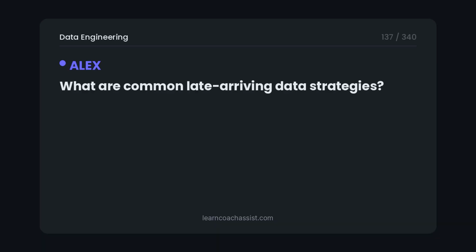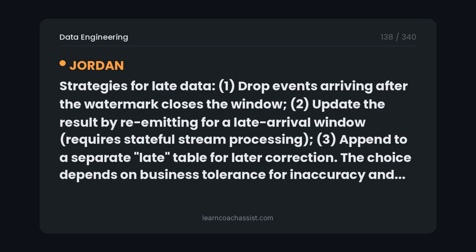What are common late arriving data strategies? Strategies for late data: 1. Drop events arriving after the watermark closes the window. 2. Update the result by re-emitting for a late arrival window. Requires stateful stream processing. 3. Append to a separate late table for later correction. The choice depends on business tolerance for inaccuracy and the cost of reprocessing.